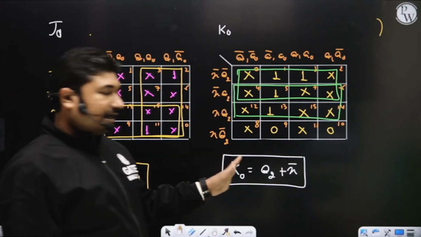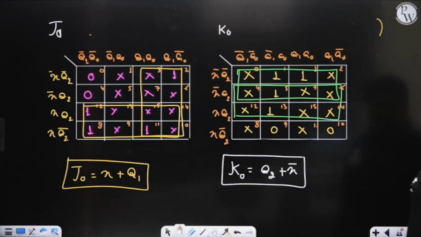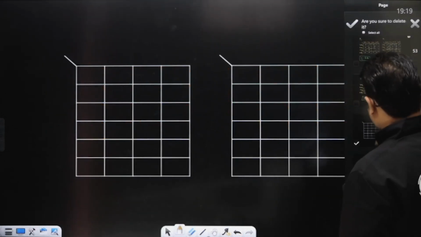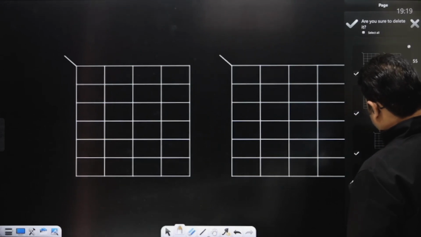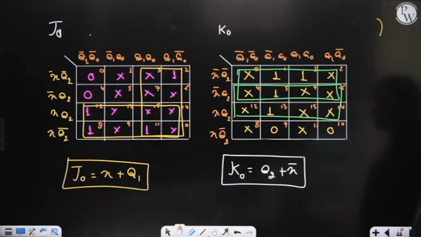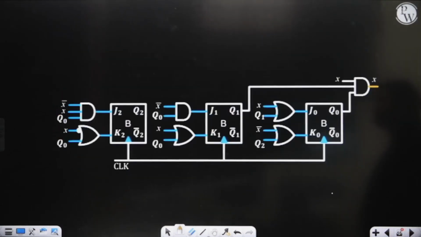So now we have all the expressions. Now we only need to implement the logic circuit. Hoping now you have found this to be very easy. Next is your circuit implementation. So how to implement a circuit?